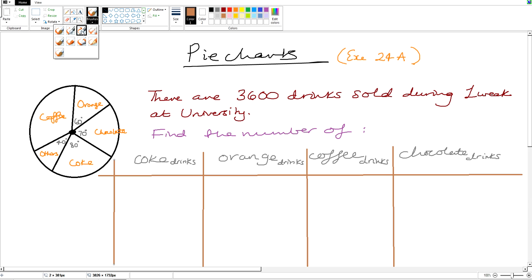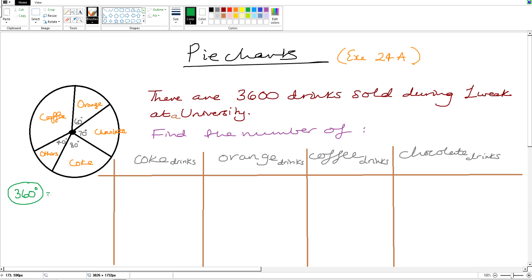Okay, let's get our pen. Okay, lovely. Find the number of Coke drinks that are sold, the orange drinks, coffee drinks, and chocolate drinks. Now, first of all, what we need to establish is what does each degree represent? So, without any further delay, in the full pie chart, how many degrees do we have? No, we have 360 degrees in the pie chart.